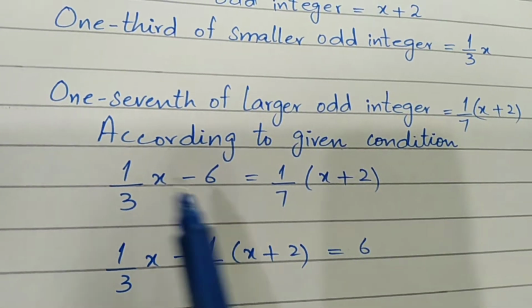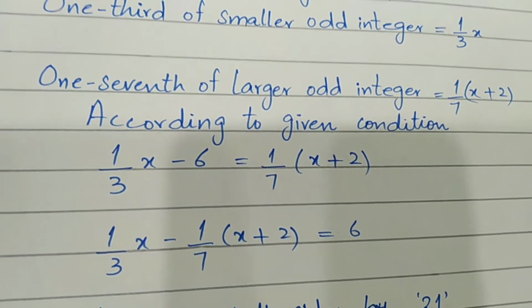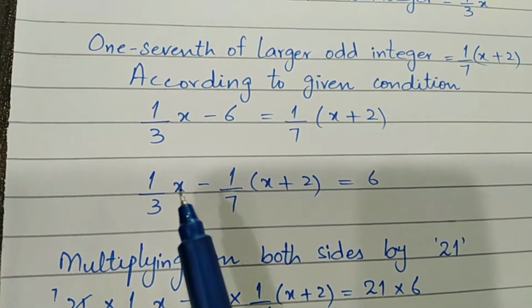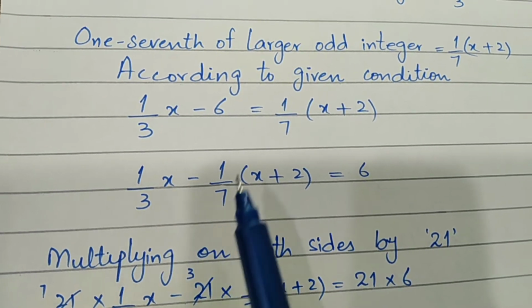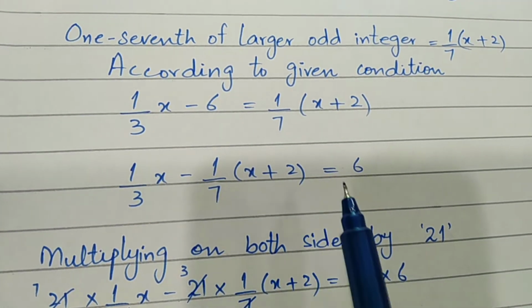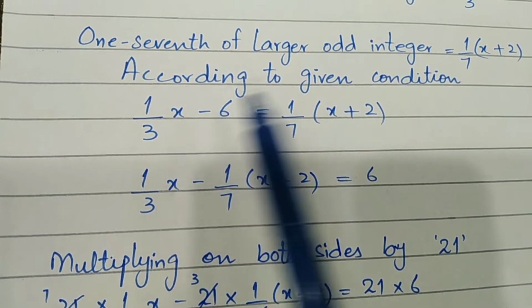So we have to subtract 1 over 3x to make the equation balanced. So 1 over 3x minus 1 over 7 times x plus 2 is going to be negative on the left hand side, and the negative 6 will become positive 6.